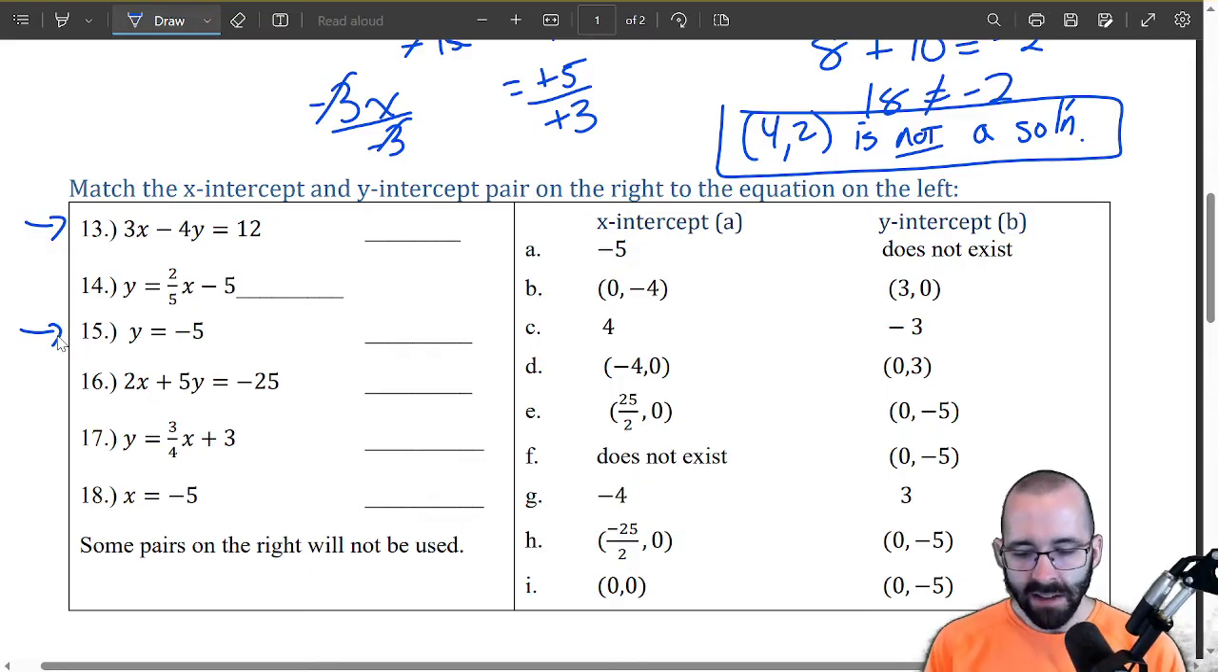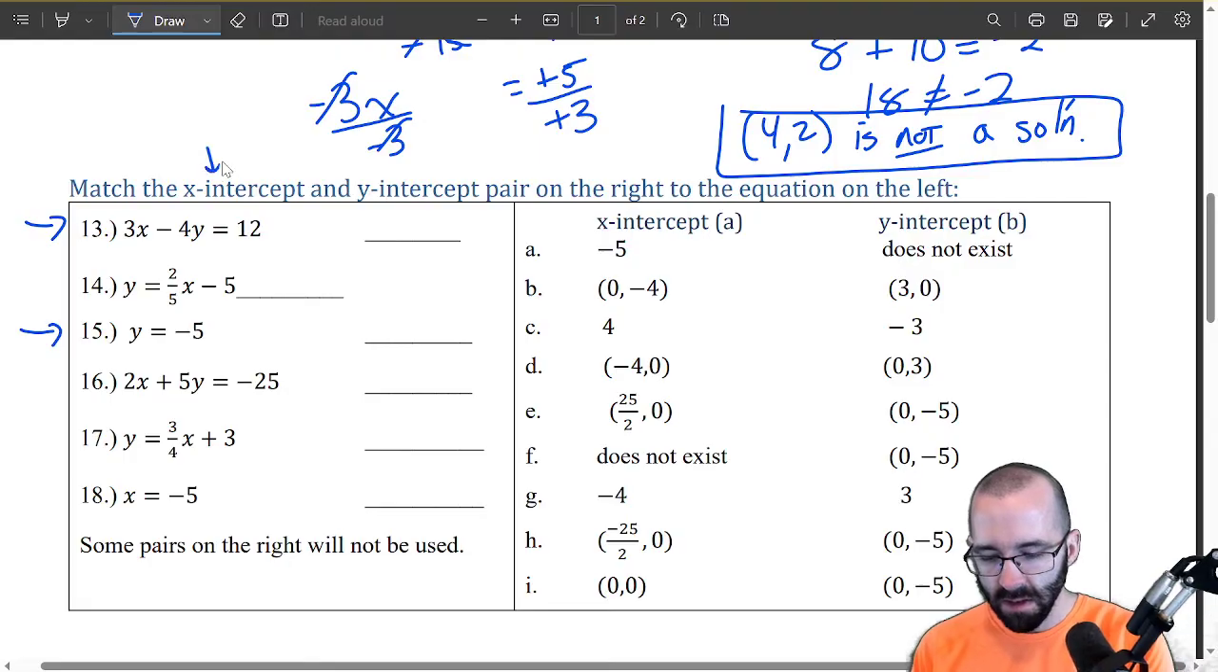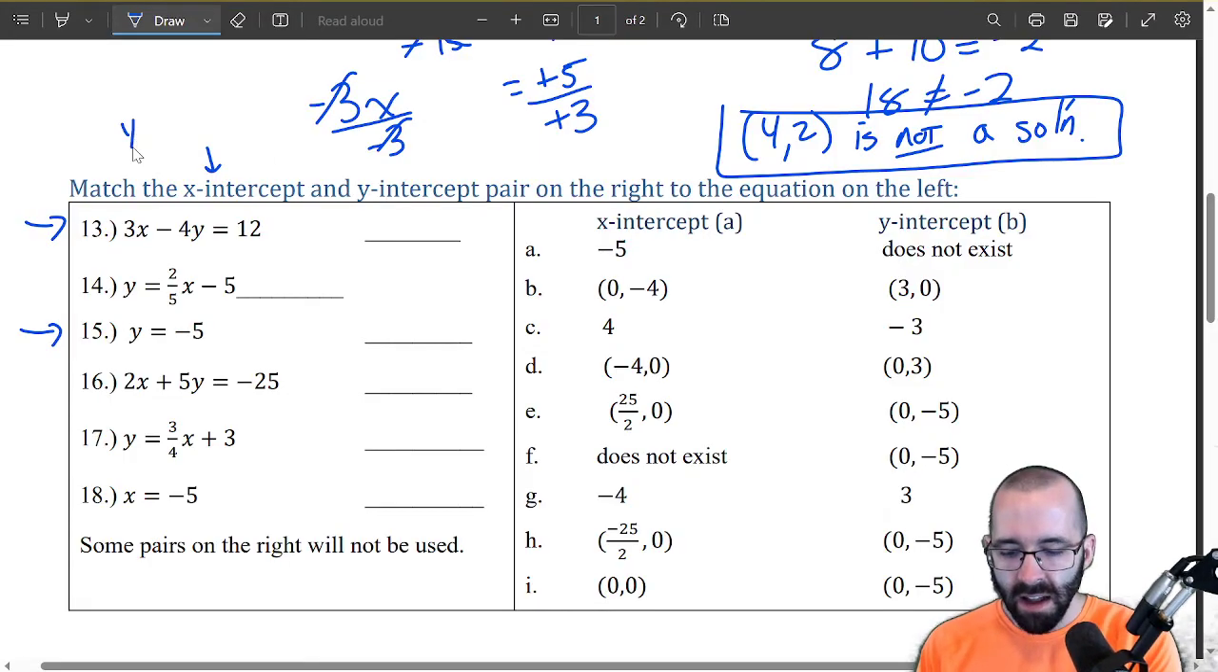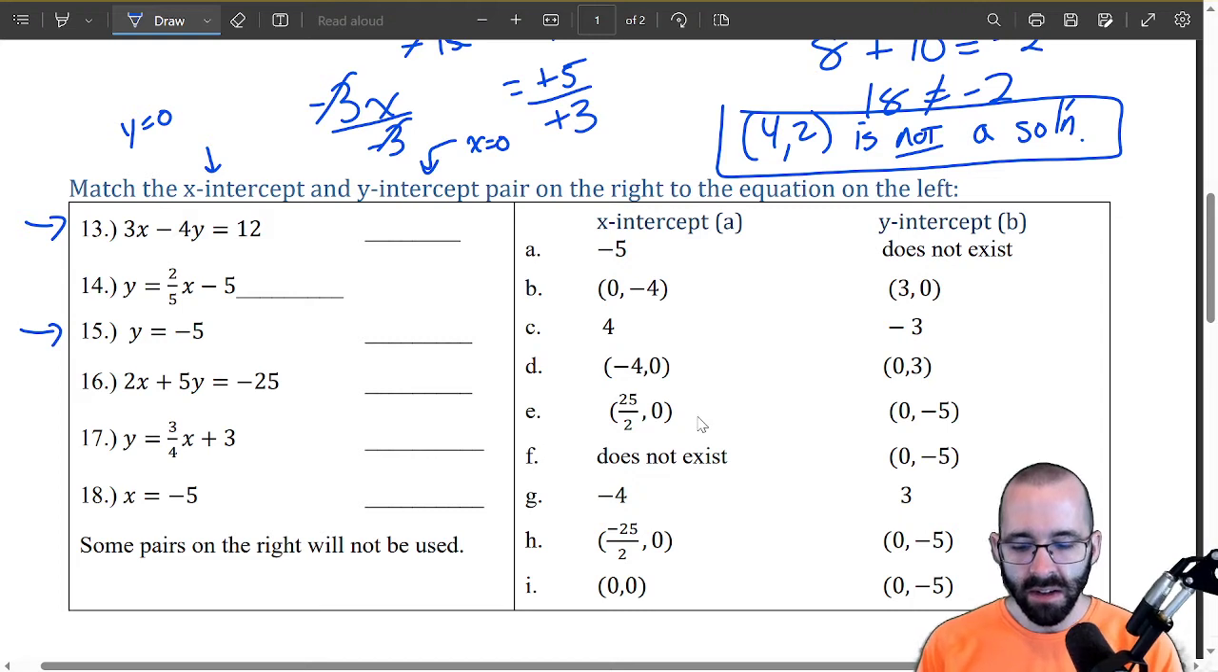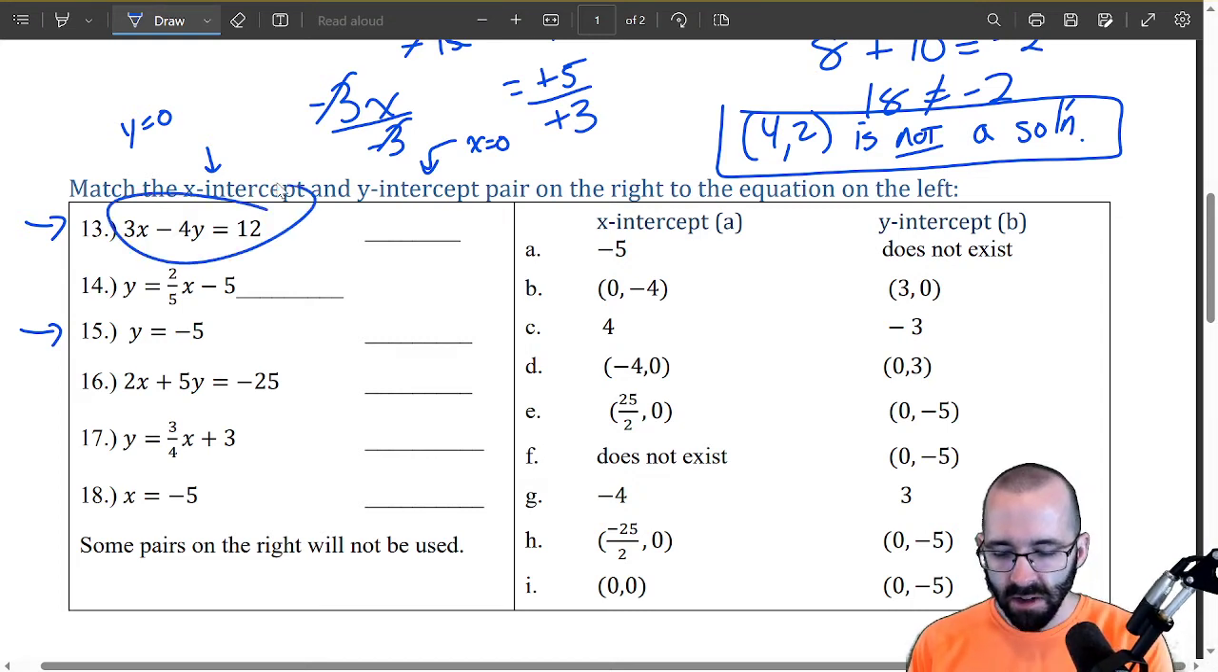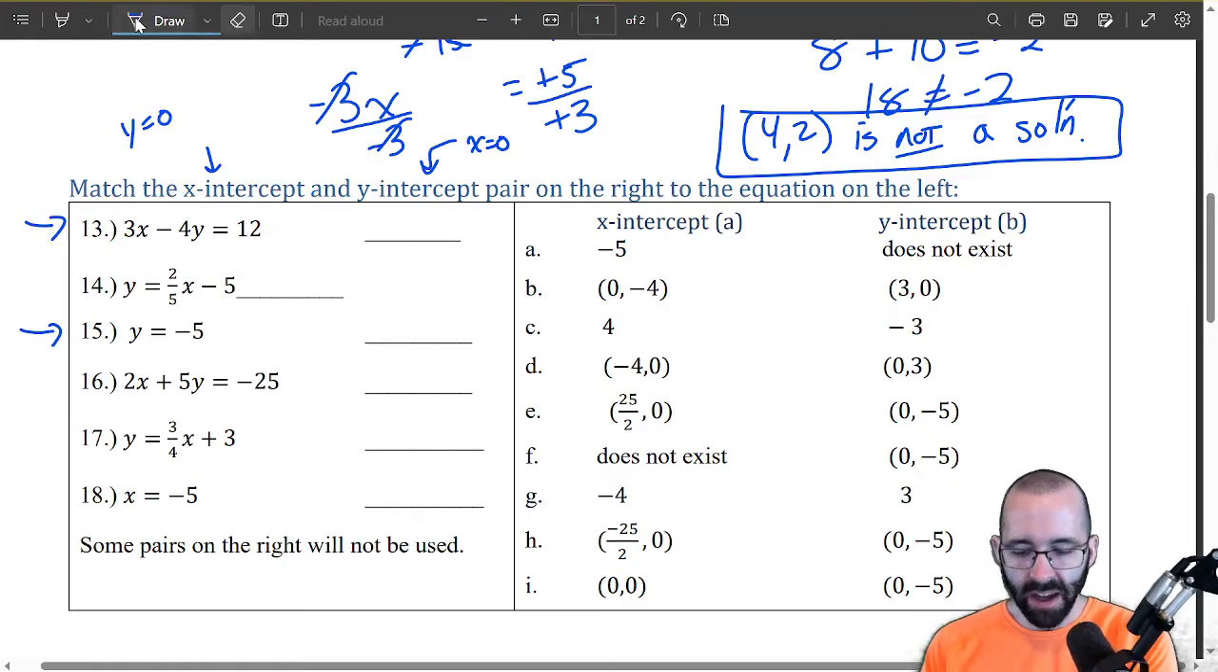So remember that the x-intercept is where it crosses the x-axis. Crosses the x-axis, that means y equals 0. Y-intercept is when it crosses the y-axis. That's where x equals 0. So for this first one, what happens when x equals 0 and what happens when y equals 0? That gives us our answer.